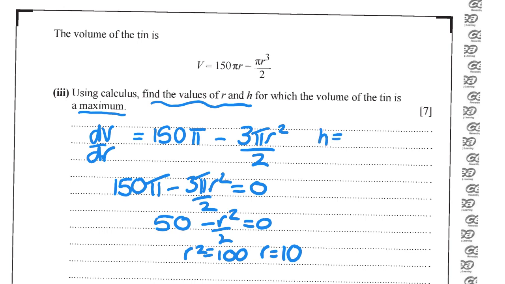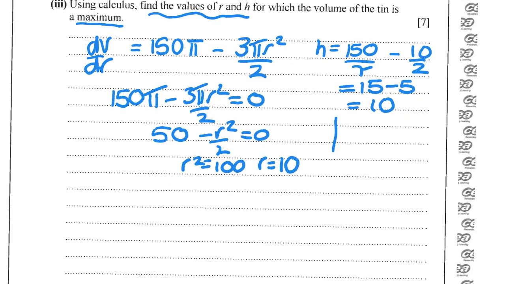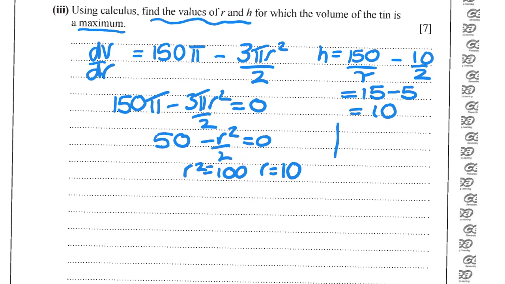And h was 150 over r minus r over 2. So that is 15 minus 5. And we see that h was also 10. Now, there's always one last part to these questions. And now that we have worked out all of that, what we must do is prove that it's a maximum or a minimum. And we do that by finding the second differential.